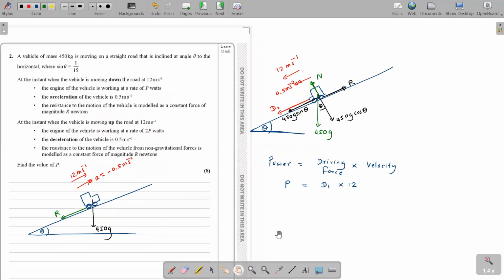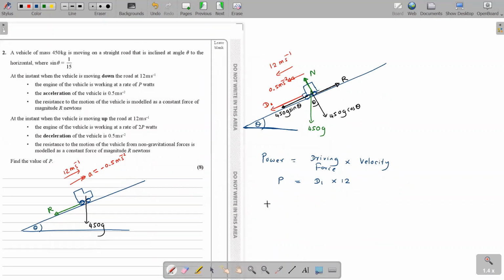Since the object is moving down along the plane, I'll use F equals ma along the plane downwards. How do we use F equals ma here? D1 plus 450 G sin theta, these two are acting downwards. Opposing that is your resistive force. Minus R equals mass 450 into acceleration 0.5. So this is our first equation.